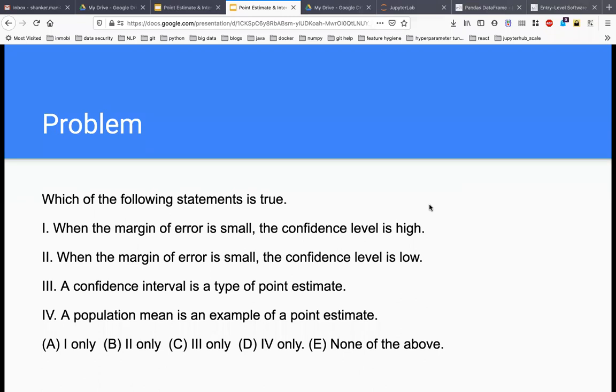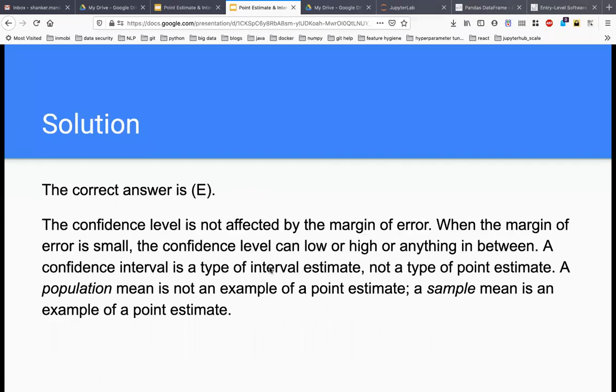What about fourth one? Fourth is the population mean is an example of point estimate. Point estimate is to infer the population from a sample. Correct. Good answer. So one guy got correct. Everyone else got wrong. So confidence level is not affected by margin of error.